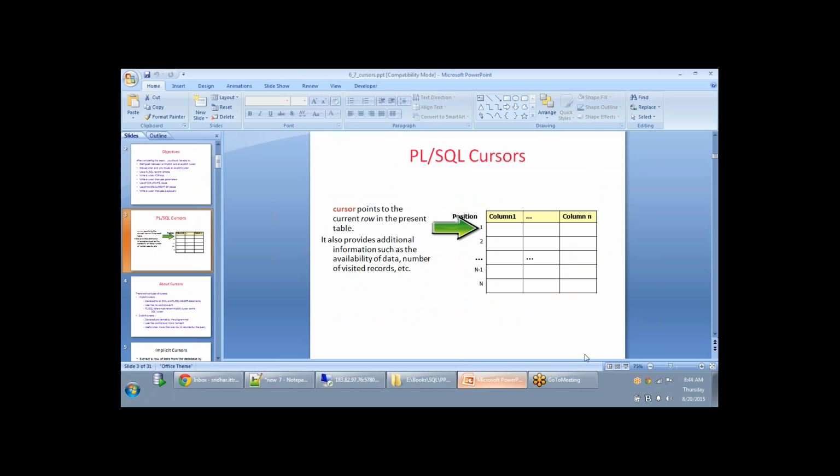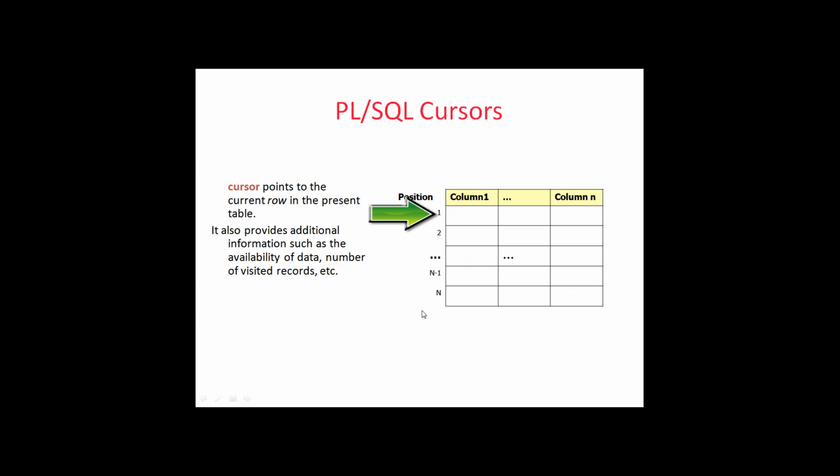I'll show you my slide here. This is what it generally points to. By default, the cursor points to this first row. When you perform the fetch operation, it will position the cursor pointing to the first record and return that record. And if you perform the fetch operation again, it will point to the second record and give you the second record. It goes on.